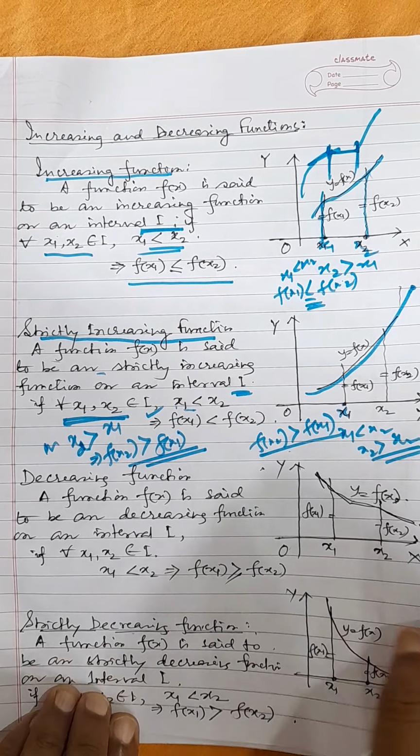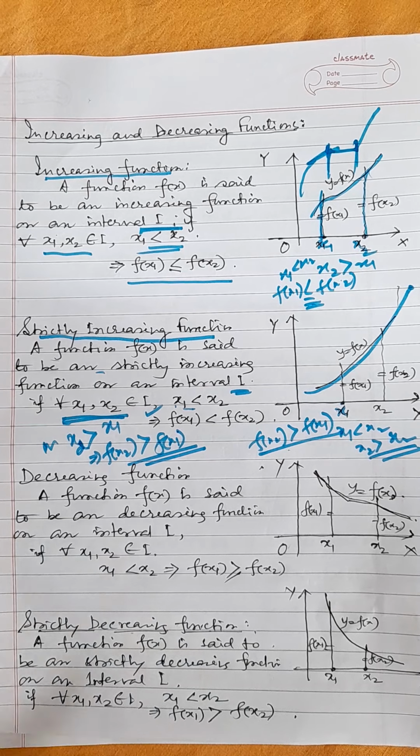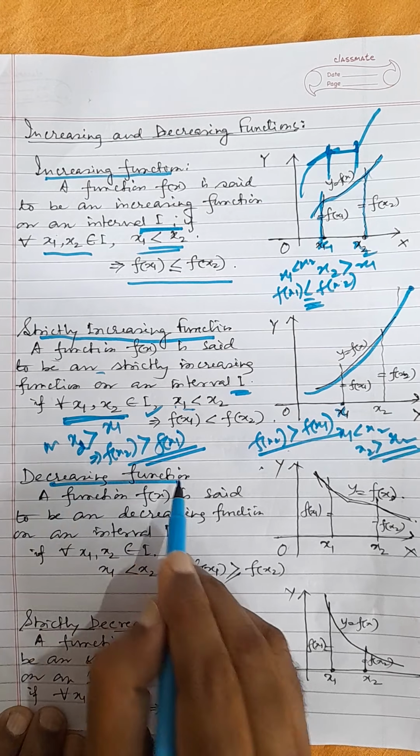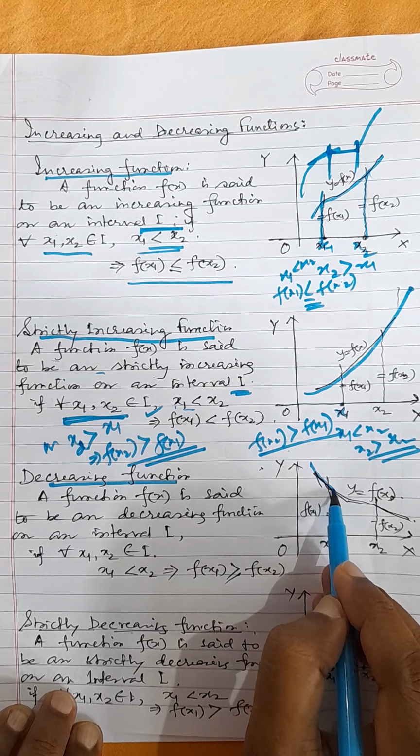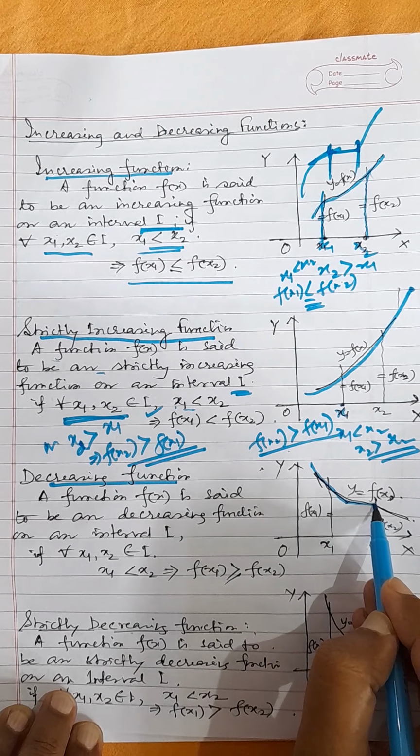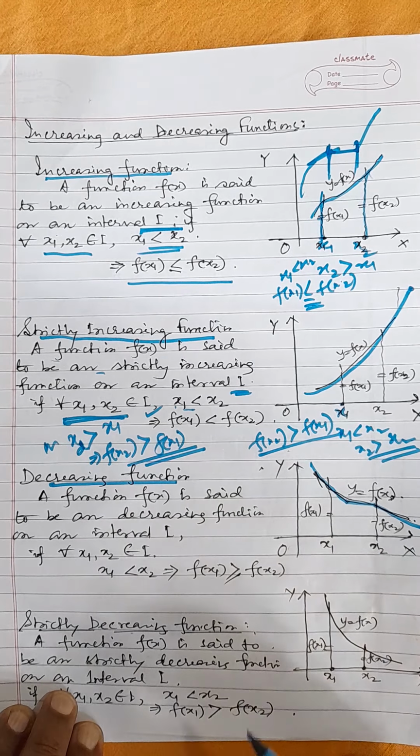Now see decreasing. In case of decreasing, what will happen? Decreasing function, decrease, it means decrease. So this way it is coming down, drop, somewhere it may be equal, again drop. So it is a decreasing function.